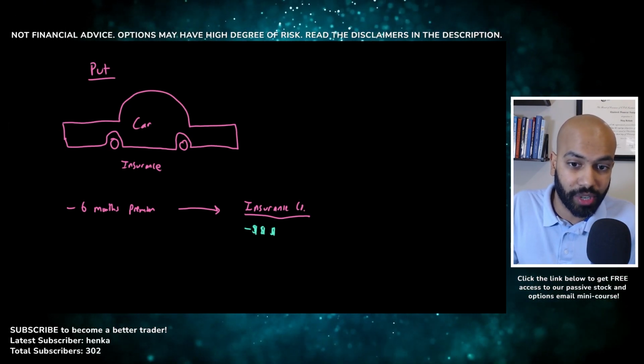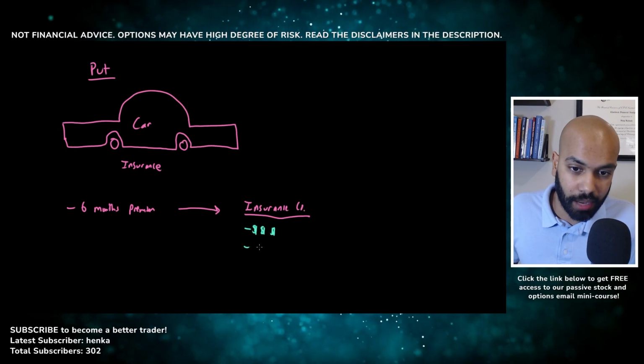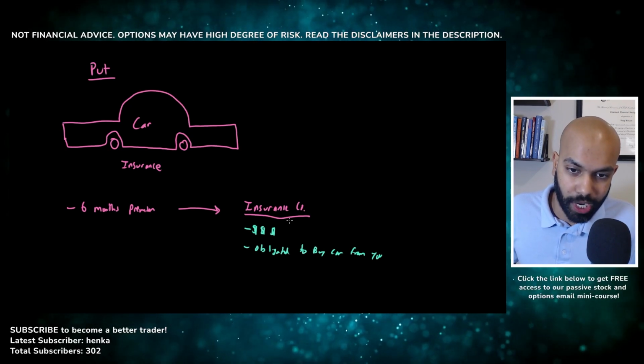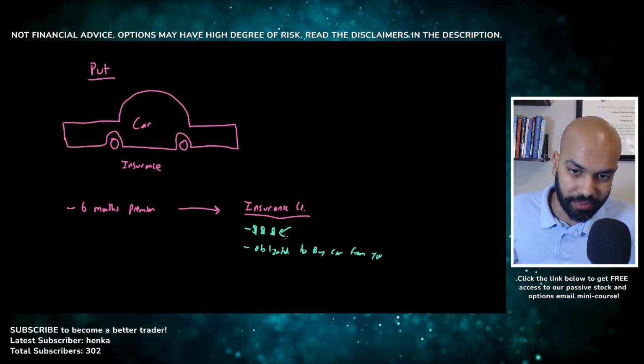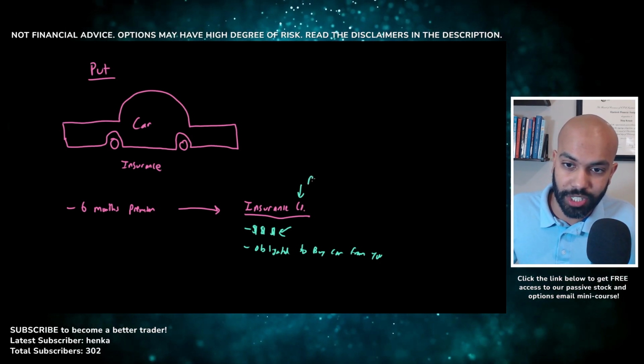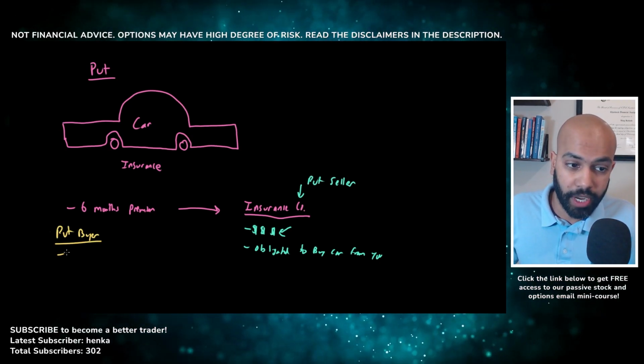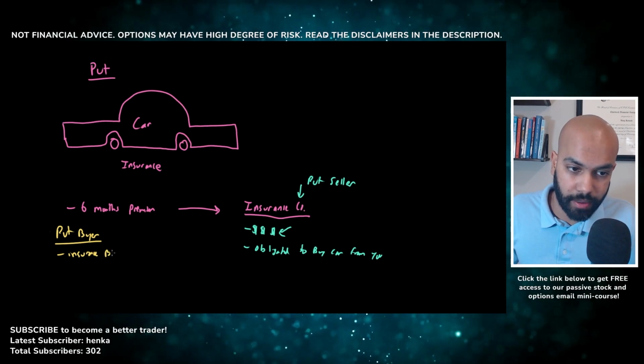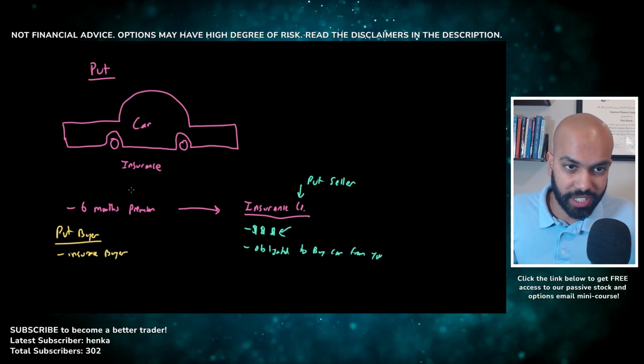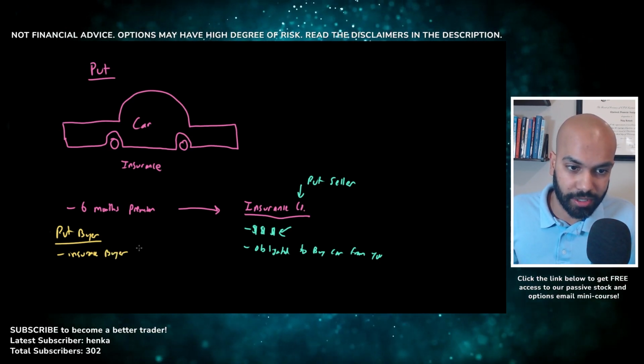But let's say you do crash your car. The insurance company is obligated to buy your car from you. Why? Because you paid them all this premium. Now in this example, the insurance company is actually the put seller. The put buyer is the insurance buyer. So basically, if no crashes happen, the put buyer just continues losing money, right?